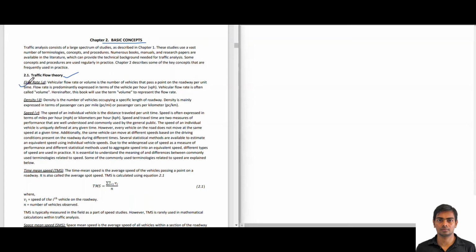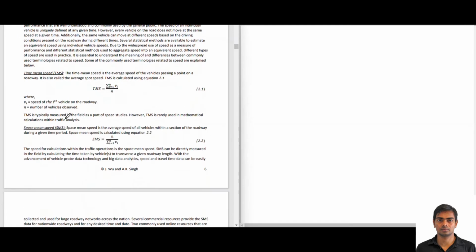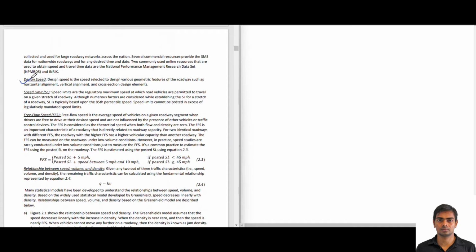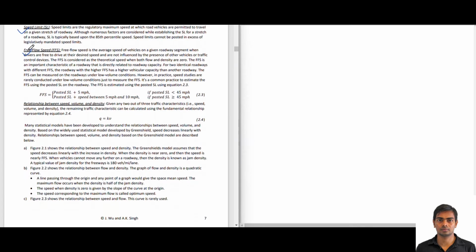For example, we looked at flow rate, density, and the different kinds of speeds that we use in practice: time mean speed, which is not used that much but sometimes it's used, space mean speed, design speed for roadway design, speed limit, and free flow speed, which we kind of derive from the speed limit. Then the relationship between speed, flow, and density. So this is the fundamental relationship between speed, flow, and density.